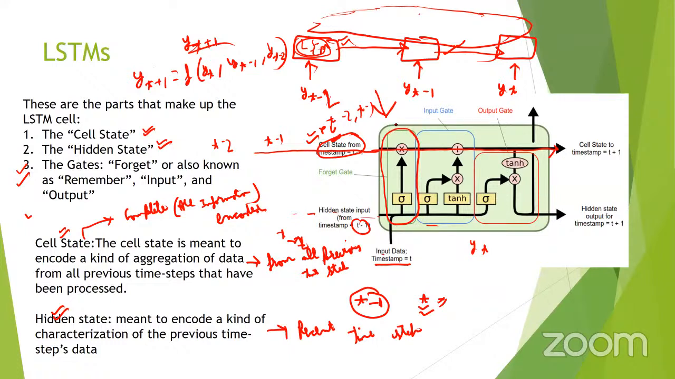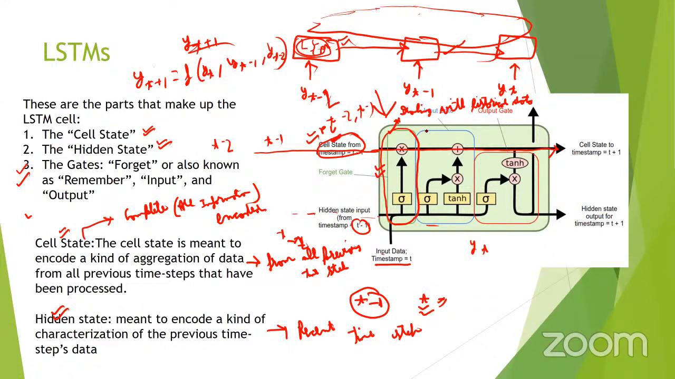So this is your forget gate dealing with historical data or previous time step data, what to remember and what to forget. That will be handled by your forget gate.